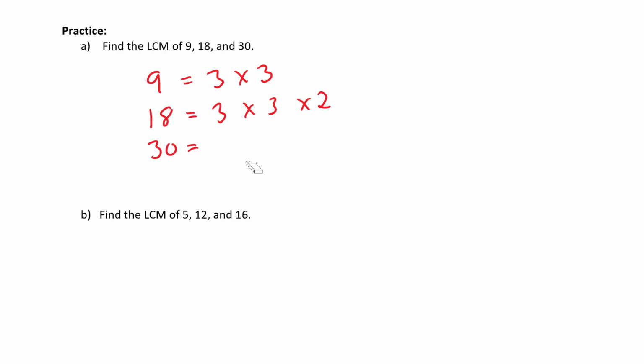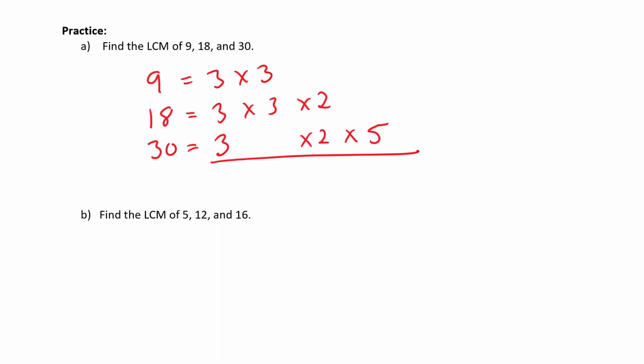Now 30, I know that's going to be 3 times 10. So I can write the 3 here. But I can't write 10 here. Number 1, it doesn't line up with the 3's. Number 2, it's not a prime number. So 10 can break down into 2 and a 5. So I line up the 2 here, and I line up the 5 here.